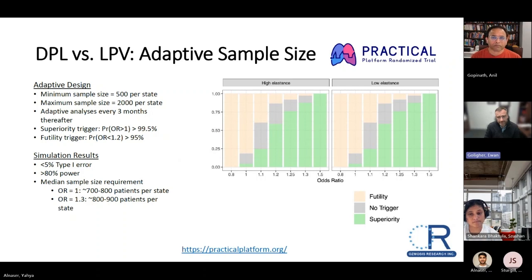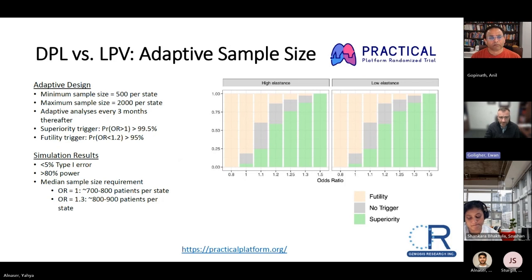Next slide. This is a little bit more detail on the adaptive design features. So we designed the trial so that we'll enroll a minimum of 500 patients in the low elastance state and a minimum of 500 patients in the high elastance state. The maximum sample size to be enrolled in each state is up to 2,000.